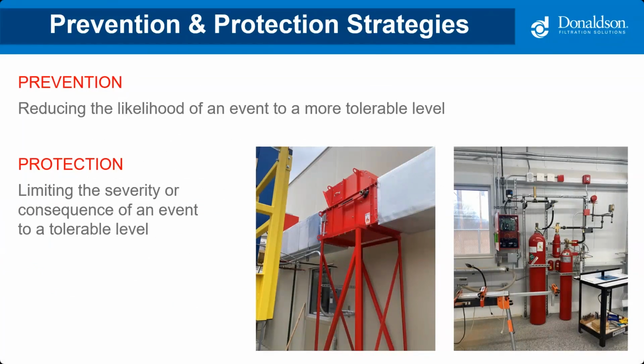Now, when it comes to mitigating combustible dust risk, it falls into two main categories. There's prevention and there's protection. Prevention mitigation strategies involve reducing the likelihood of an event to a more tolerable level. Since prevention may not always be successful, protection is all about limiting the severity or consequence of the event to a tolerable level.